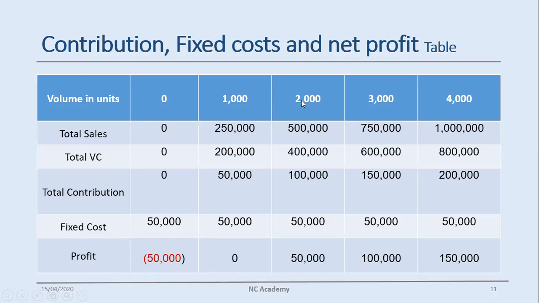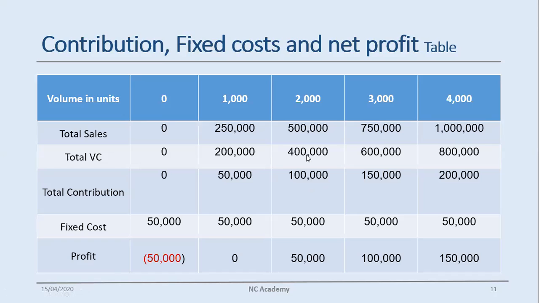Let's say 2,000. The very same: 250 into 2,000, 500,000 is your total sales. 2,000 into 200, 400,000 is your total variable cost. So you end up having a total contribution of 100,000. Your fixed cost is 50, your profit is 50, and so on.